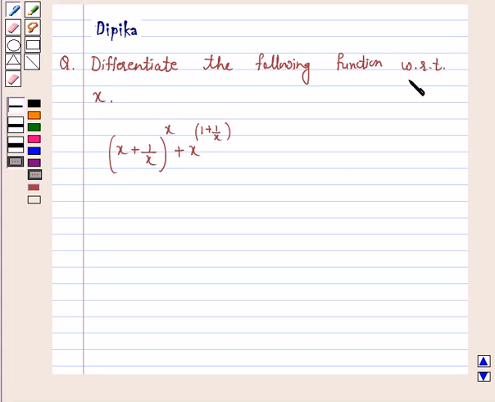Differentiate the following function with respect to x: (x + 1/x)^x + x^(1 + 1/x). So let's start the solution. Let y be our given function. y = (x + 1/x)^x + x^(1 + 1/x).